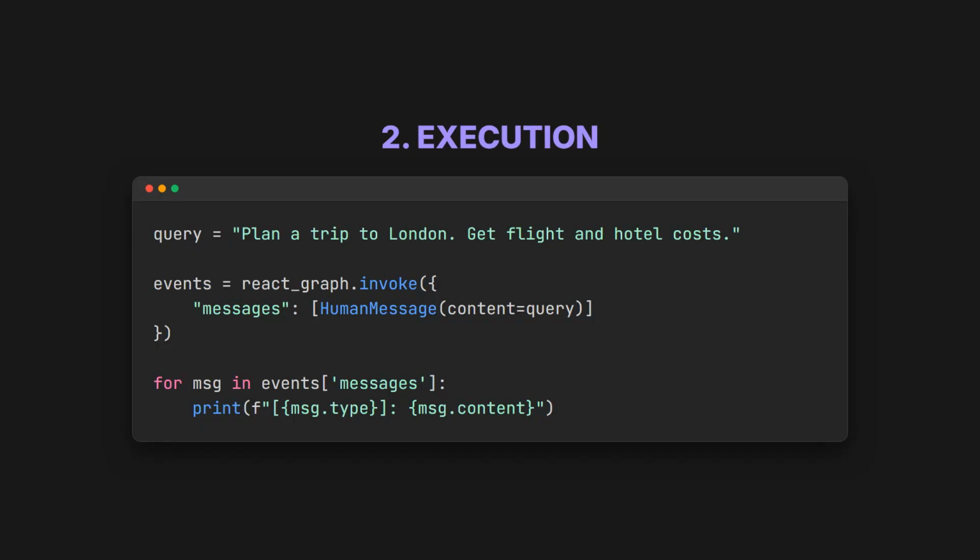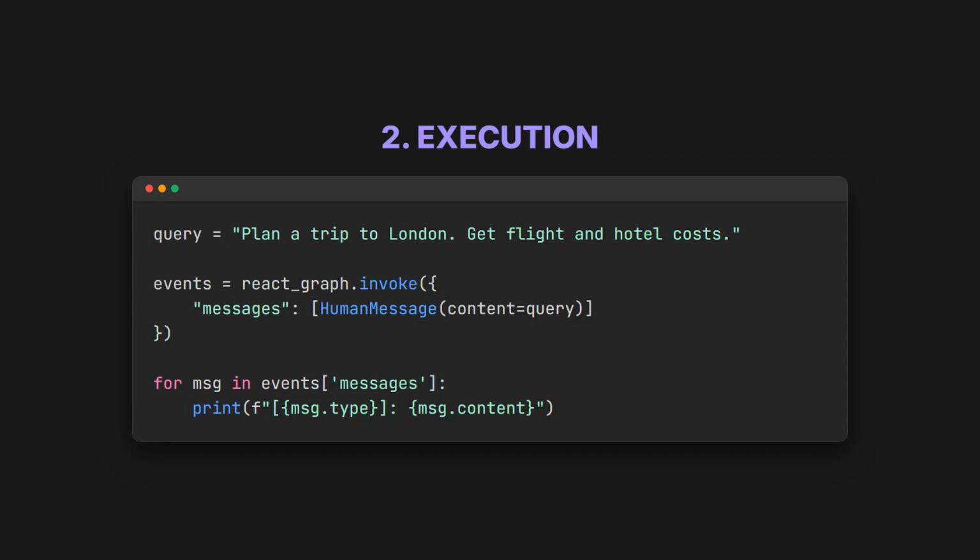Third, the planner sees the flight info. Okay, now I need hotel info. It calls search hotels. Fourth, the tool node runs. Hotel is $300. It loops back. Finally, the planner has all the data. Total is $800. It returns the final answer. One input, multiple loops, one detailed output.